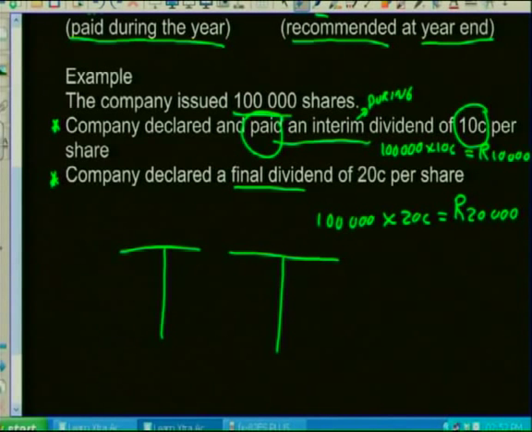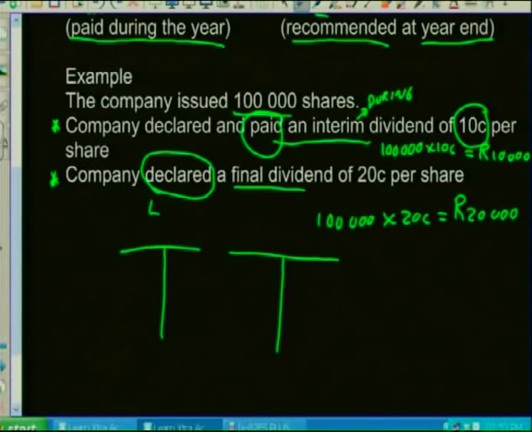Right, but now comes the change. The company declared, as in, they've obviously held a meeting and they decided to give their shareholders a final dividend of 20 cents per share. Now, declared and paid, there's obviously a clear difference between the two. Declared, I am promising my shareholders, or we've decided to pay the shareholders an amount of 20,000. But have we paid it as yet? No, we haven't, because they haven't used the words and paid. In other words, this hasn't happened as yet.